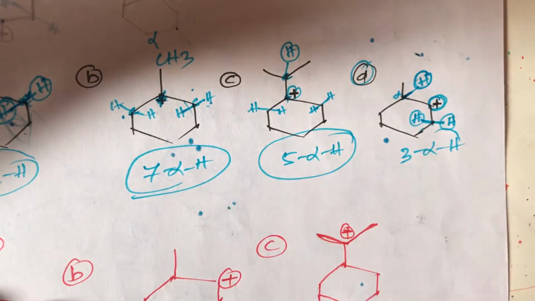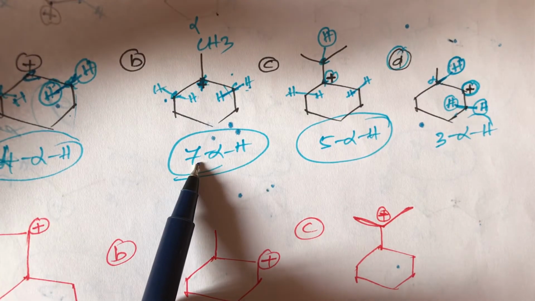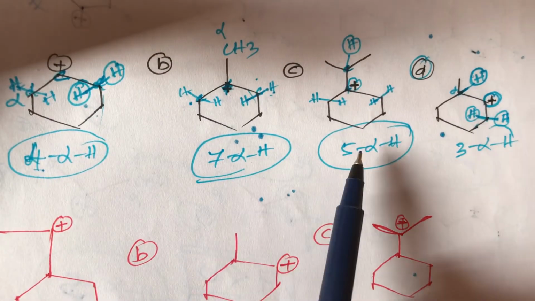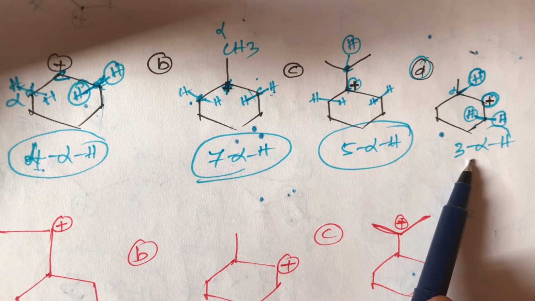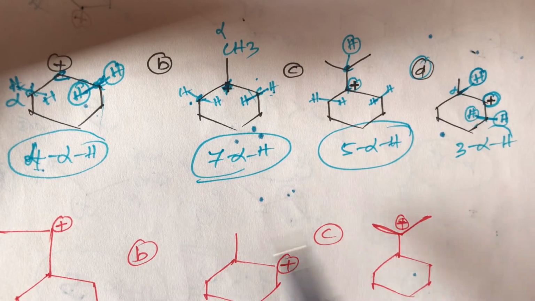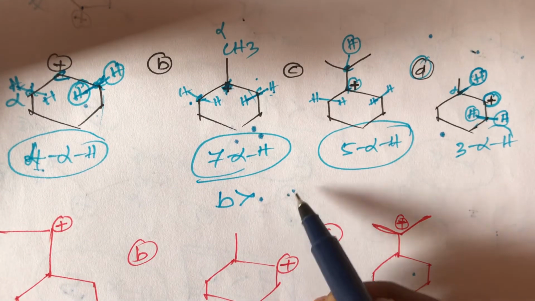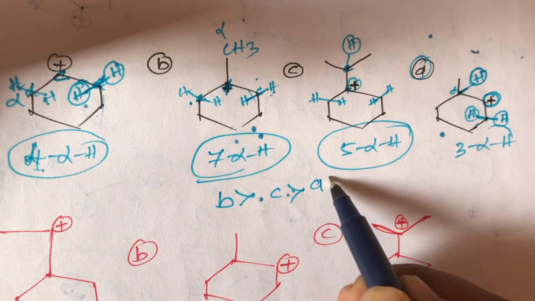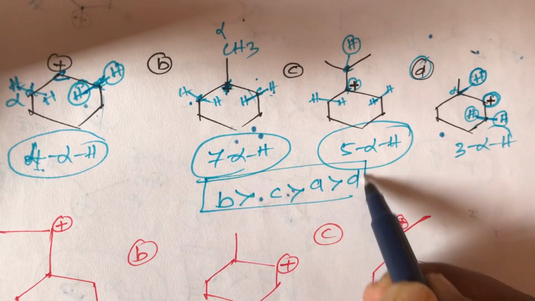So out of these 4, B has the highest number of alpha hydrogens. Here A has 4 alpha hydrogens, B 7, C 5, D 3. So what is the stability order of the given structures? B is more stable than C, C is more stable than A, A is more stable than D. This is the stability order of the carbocations, students.